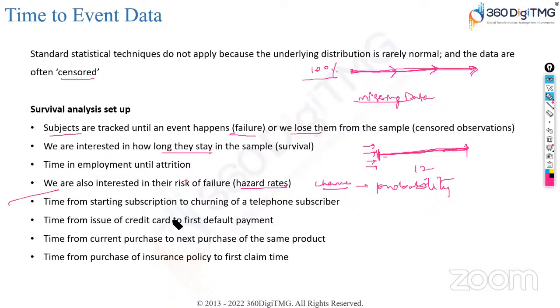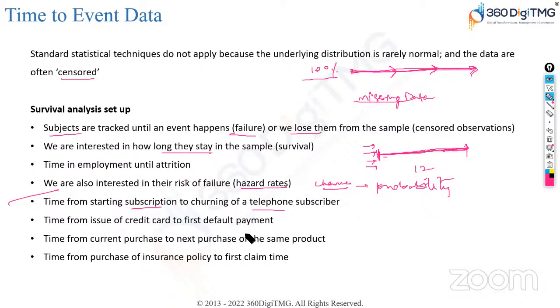Some of the examples: time from starting a subscription to churning of a telephone subscriber. If I take a mobile connection, I'll purchase a SIM, probably from Airtel or any of the connections. Example one, telecommunication, right? I'm purchasing a SIM from them, and then I will do porting from one network to another network. I will change the operator, right? So probably from Airtel, I'll move to Idea. From Idea, I'll move to Jio, and so on and so forth.